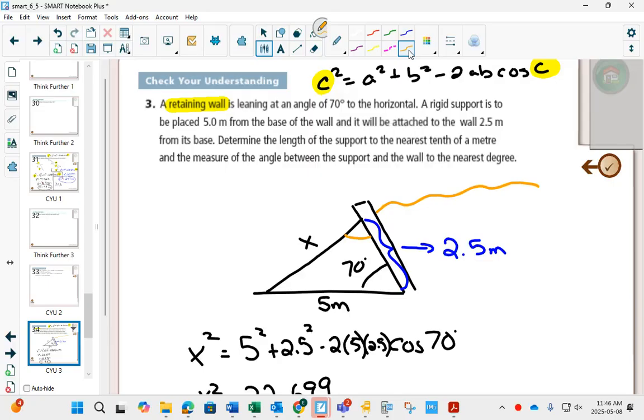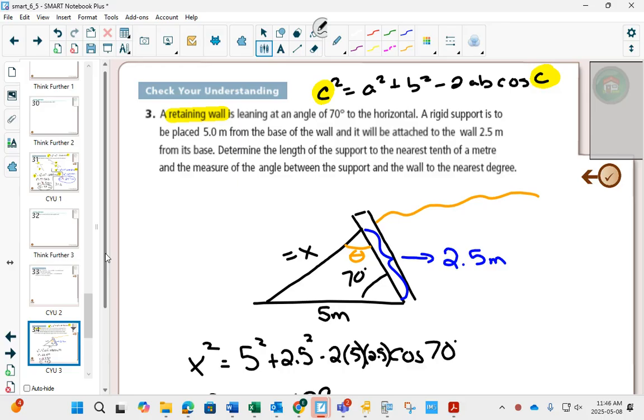I'll label it in orange. Since I don't know it, I'm going to call it theta. We've already used x, so we should not use x again. But now that we found x, x is equal to 4.8. If x is equal to 4.8, can we now use SOHCAHTOA? No. Can we now use the sine law? Yes, because now we have an angle and an opposite side.